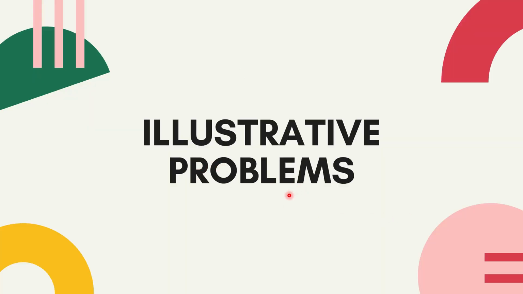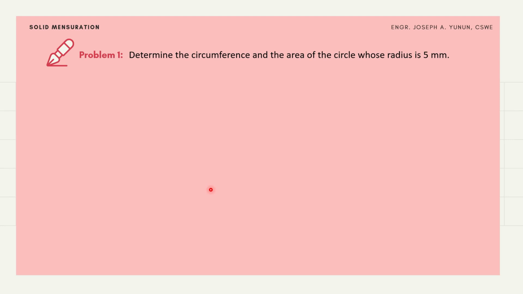So let's try some illustrative problems. Problem 1: determine the circumference and the area of a circle whose radius is 5 millimeters. So you need to determine the circumference and the area, and its radius is 5 millimeters. So the given is 5 millimeters for the radius, and the required is the circumference and the area of the circle. So you have the solution, solving for the circumference.